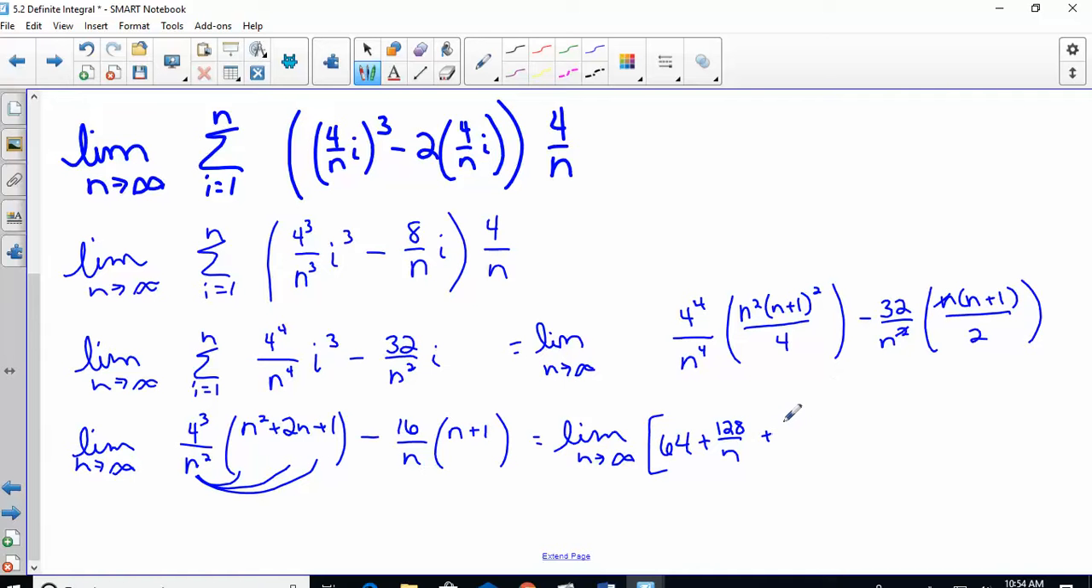Okay, this time 4 to the third, so 64 over n squared. Minus, this time distribute a negative 16 over n, times n would be negative 16, minus 16 over n. Anything with an n on the bottom just goes to 0. So this is 64 minus 16, which gives us 48 for our final answer.